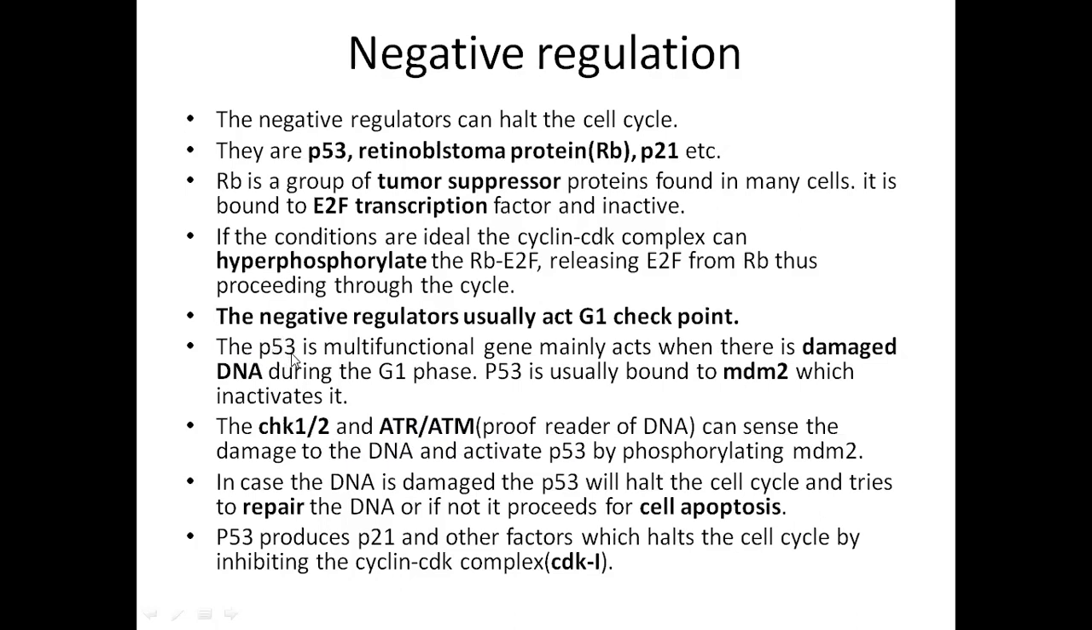If the P53 senses through ATM, ATR or CHK that the DNA is damaged, then the P53 halts the cell cycle at the G1 phase and brings about either damage control, or if that cannot be done, the P53 proceeds the cell to apoptosis, the molecular pathway to cell death. Okay. Because damaged DNA should not be transferred to the daughter cells. Another function done by P53 is that it activates a series of CDK inhibitors. And these CDK inhibitors can inhibit the cyclin CDK complex that is functional during the G1 phase. Okay.